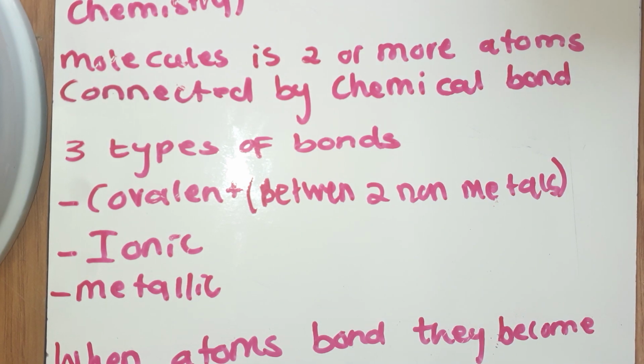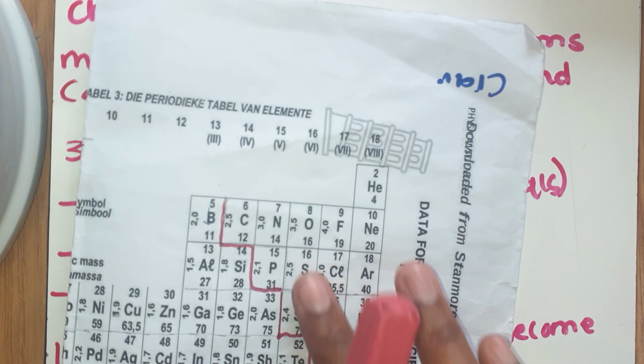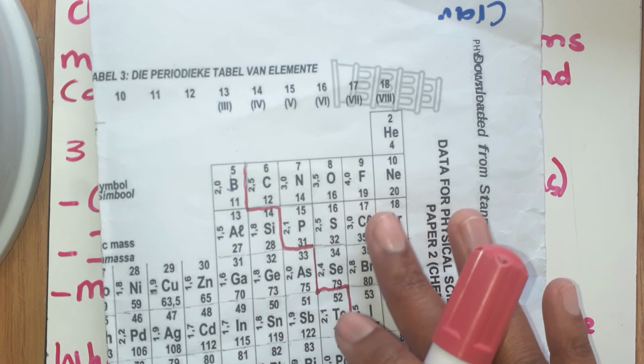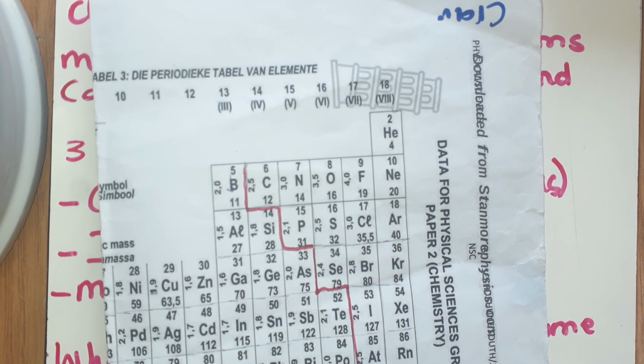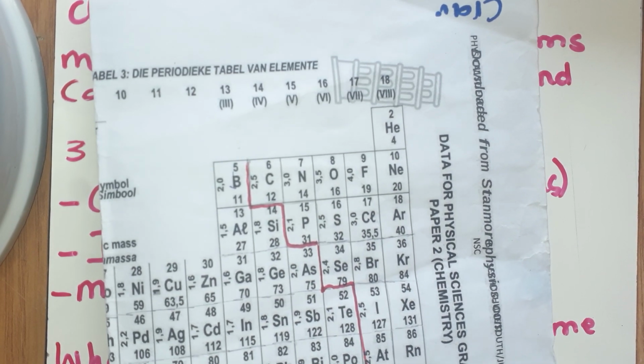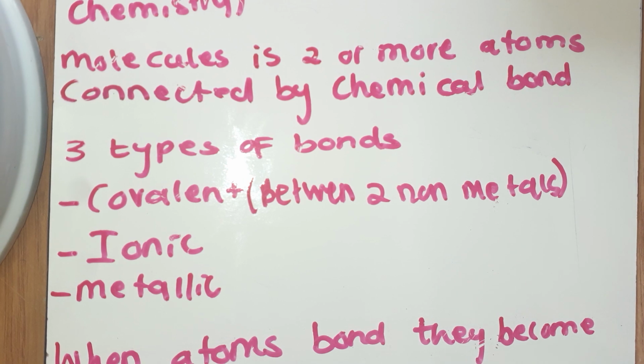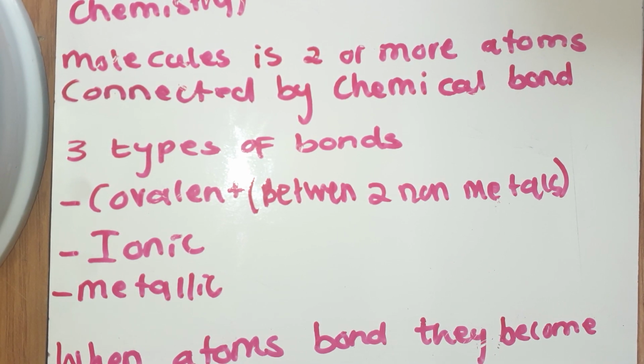So when we have two or more of these elements or atoms bonded, we have a covalent bond because we will have things like oxygen, fluorine, neon, nitrogen, sulfur, chlorine bonded together, and they are all non-metals.